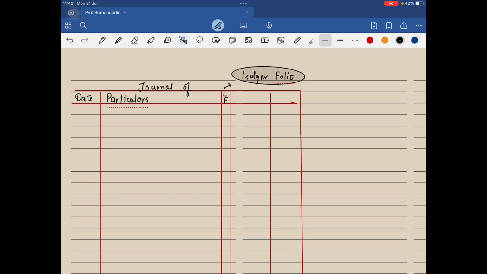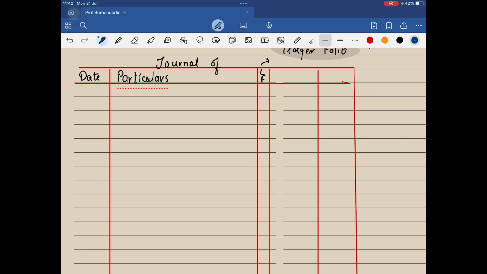Now, what do you mean by ledger folio? Folio actually stands for page number, and ledger is the second book of accounts. We'll study that ledger part in detail in the next chapter. As of now, just remember this is the second book of accounts. And what page in that book this transaction is being reflected is the meaning of this column. We'll never write in this column. You'll come to know after a couple of questions.